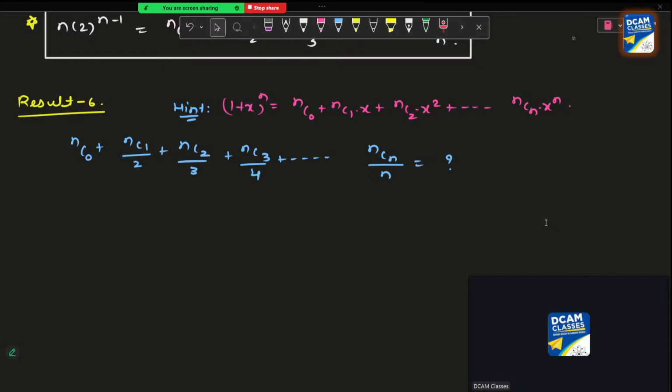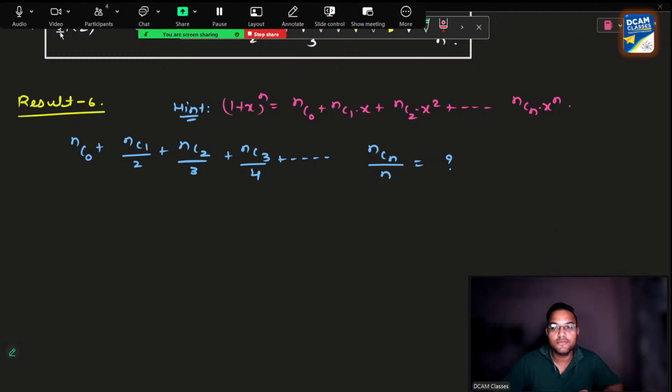So this time we will integrate. Got the idea. So then it should be 2 to the power n plus 1 by n plus 1. 2 power n plus n by n plus 1, correct. Very good. See, now you have got the idea.